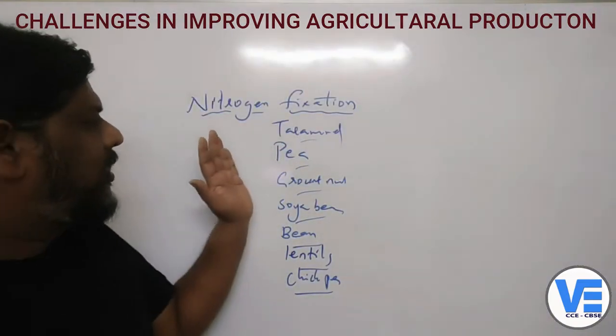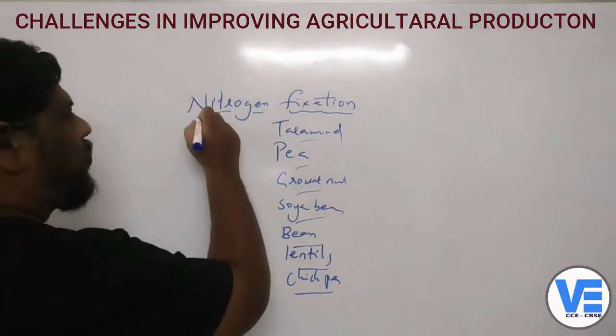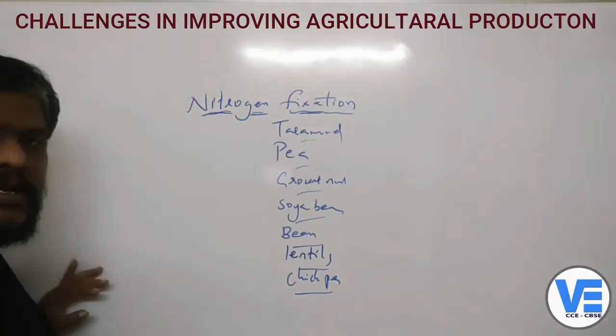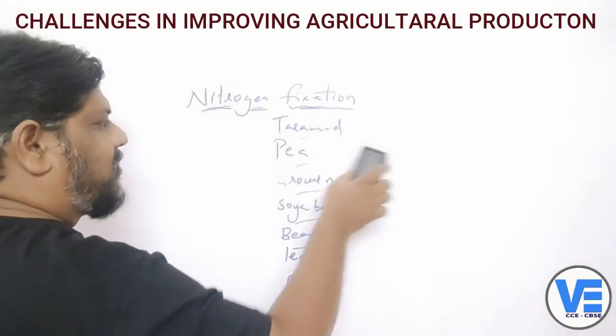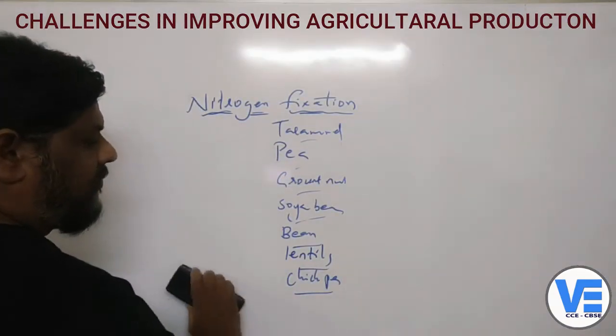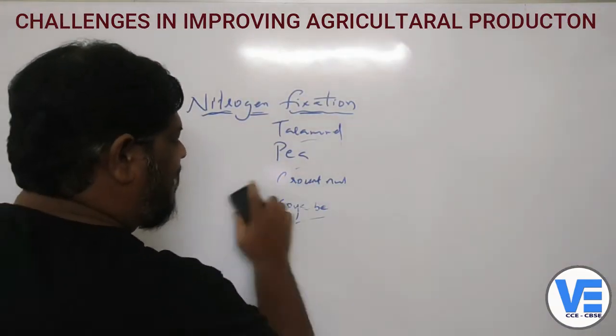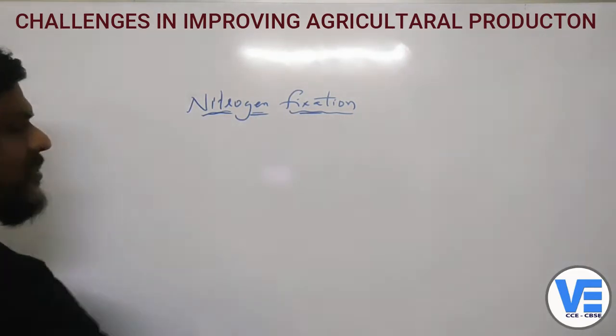Now, what is the importance of the leguminous plants and what does it have to do with nitrogen fixation? That is what we are going to study now. So remember all these plants: tamarind, pea, groundnut, soya beans, beans, lentils, chickpea. All these are examples of plants which belong to the family called Leguminosae, right?